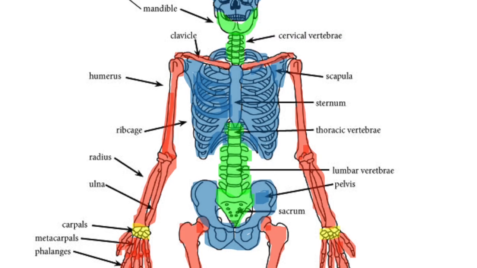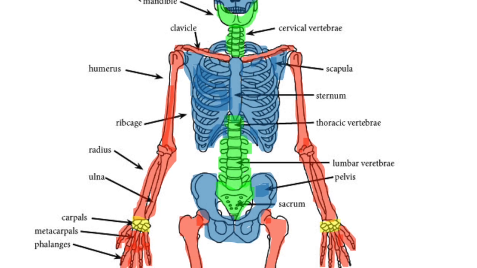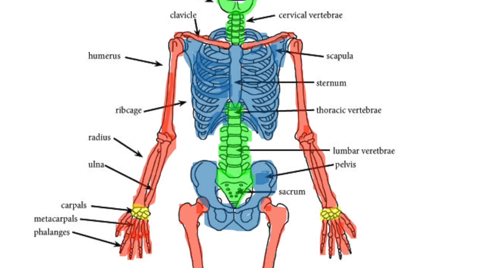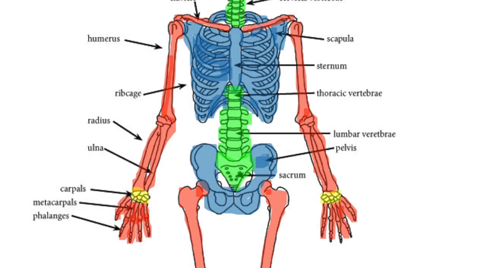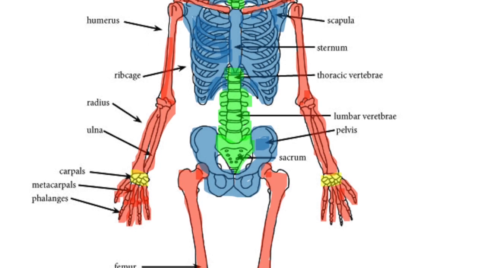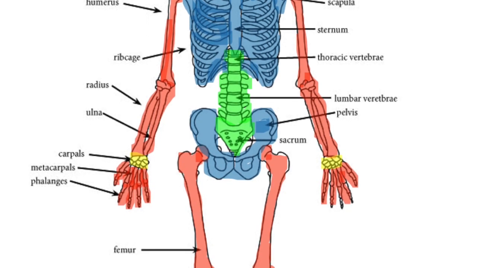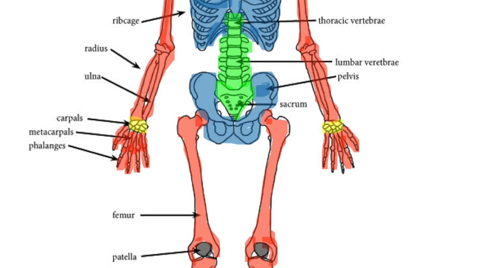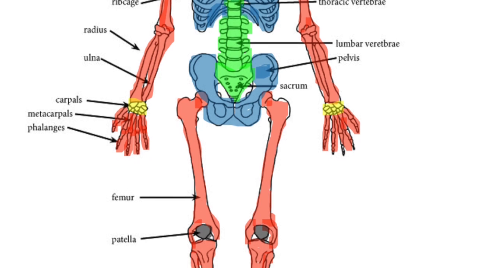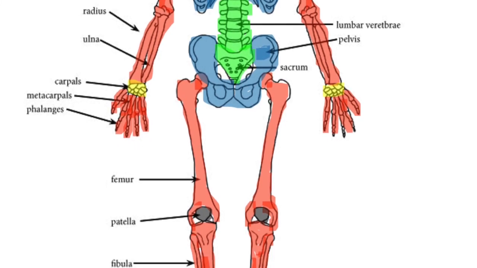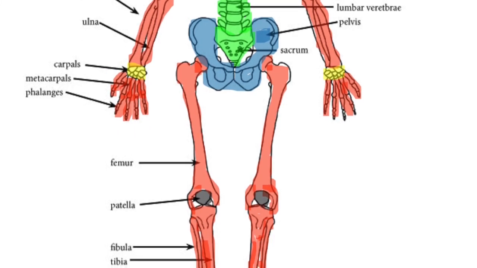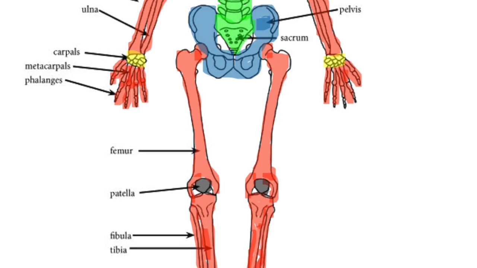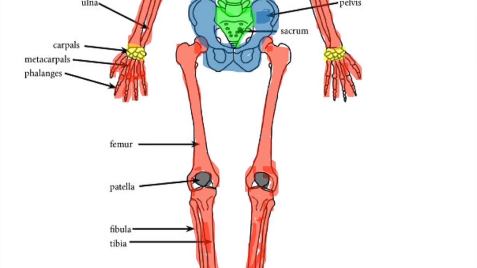Once the students have completed building the skeleton, they will go ahead and do a coloring activity with the labeled skeleton diagram. This diagram will be colored based on the 5 different types of bones. So the long bones will be colored red, the short bones will be colored yellow, the sesamoid bones will be colored black, the irregular bones will be colored green, and the flat bones will be colored blue.